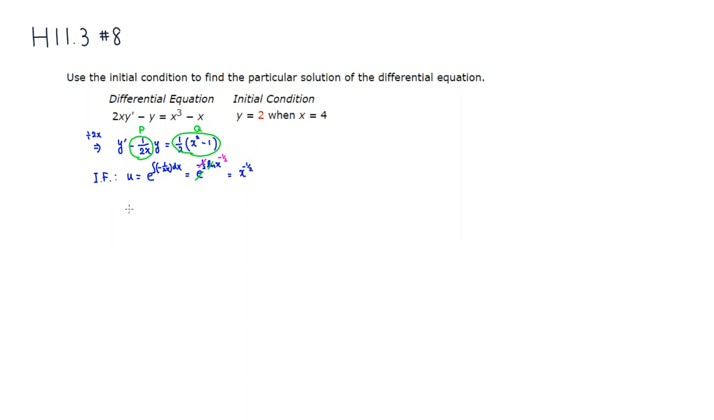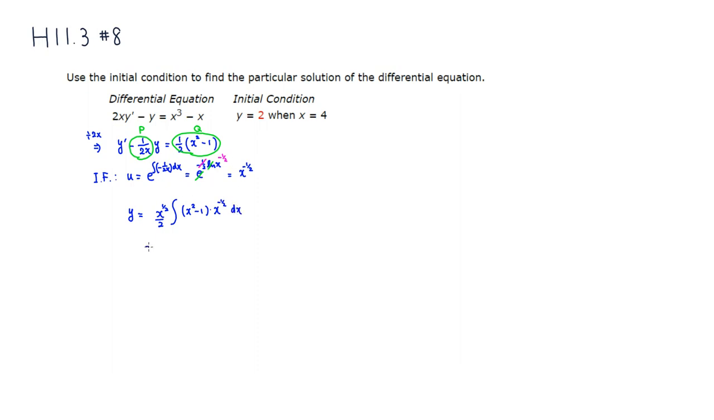So the formula is y equals 1 over u times the integral. 1 over u is simply x to the 1/2 because it's a reciprocal, so we take away the negative sign. Then the integral: the right hand side, or q, is 1/2, so I'm going to put 1/2 outside. You have x squared minus 1, then multiply by x to the negative 1/2, with respect to x.